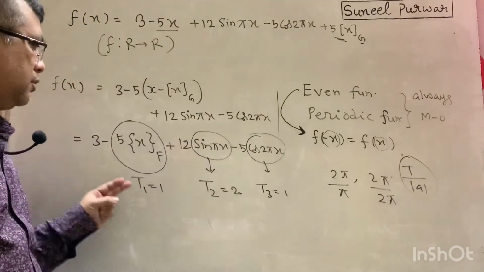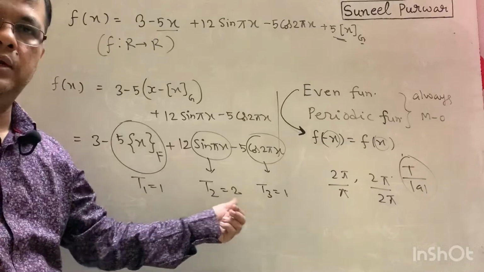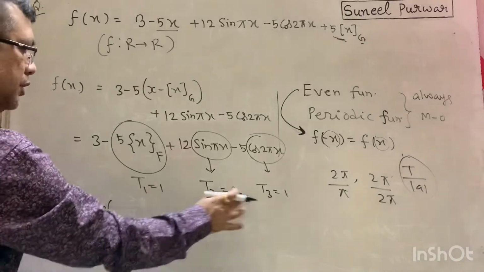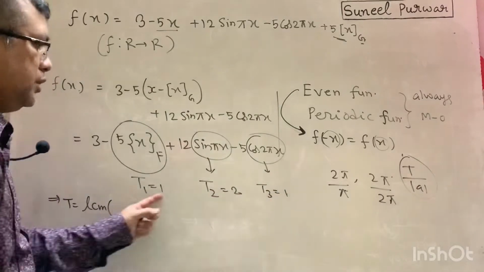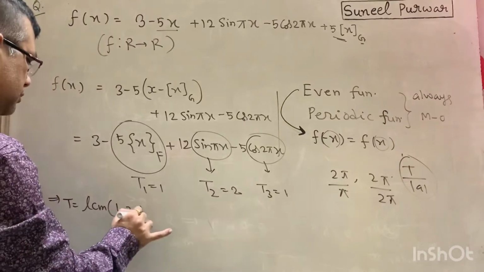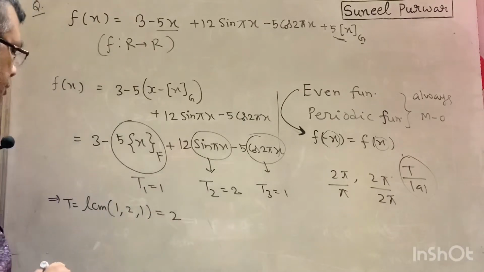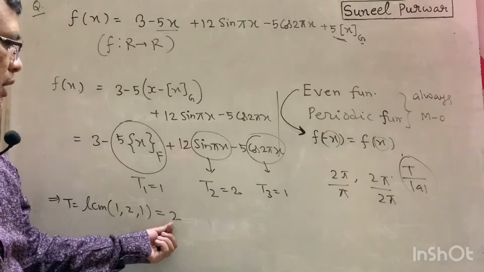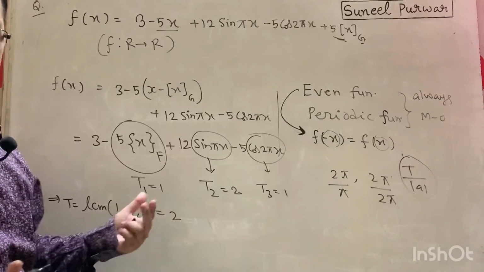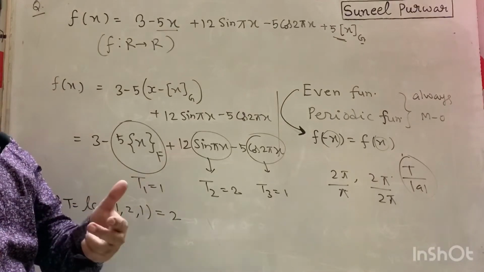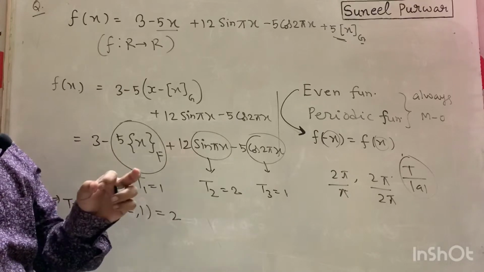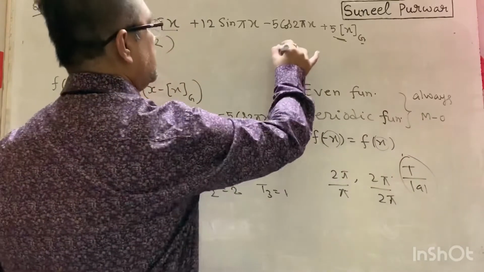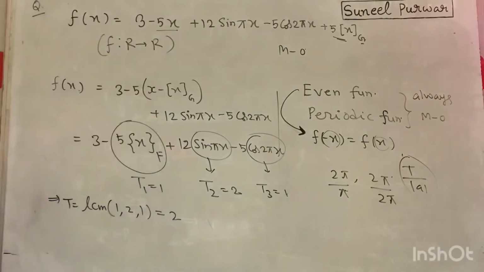For a combination of several functions, how will you find the final period? As the LCM. So T is equal to LCM of T1, T2, T3. What are the numbers? 1 and 2 only, with 1 repeated. So 1, 2, 1 gives nothing but 2. So the period of this function is 2. Even for answering this question, the exact period is not needed. Just this is sufficient to find that the function is periodic. The moment your function is periodic, it is decided it is going to be many-one. So your function is many-one. Let's decide about onto or into.